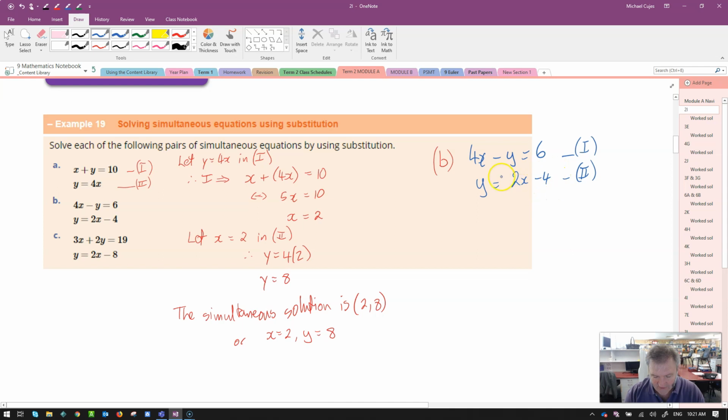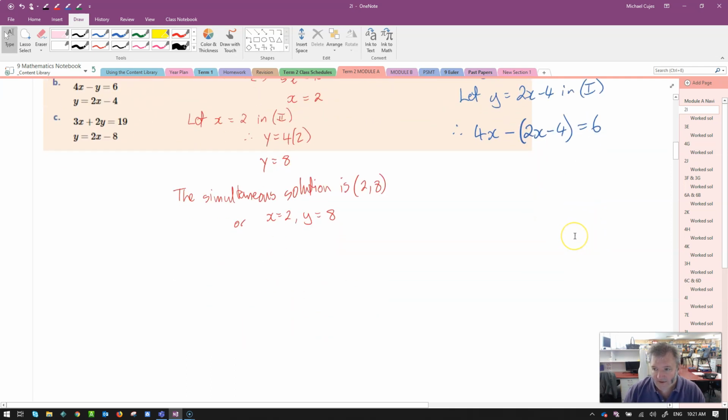I've got the 2x minus 4. That's what y is equal to. So I'm going to say, let y equal 2x minus 4 in equation 1. Therefore, 4x minus, remember, that 2x minus 4 is being substituted in, so keep it in brackets for now: 2x minus 4 equals 6.